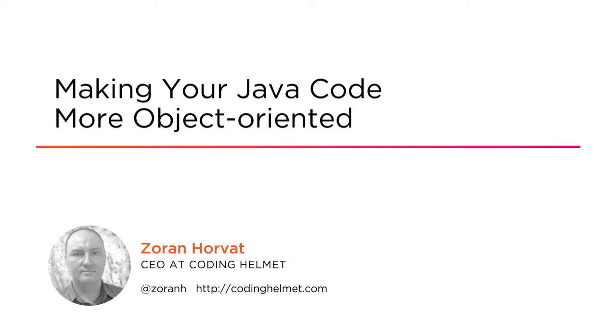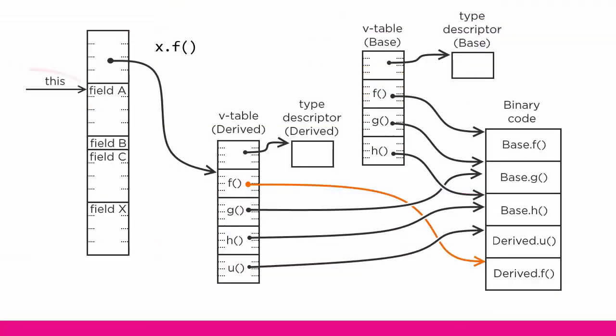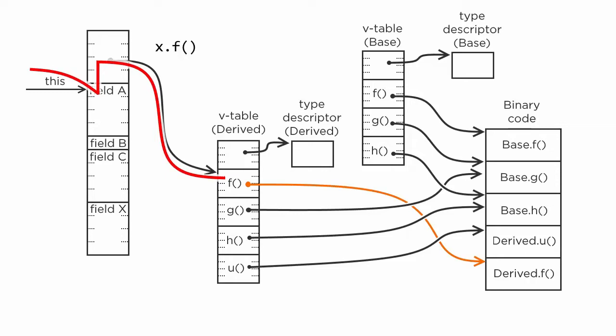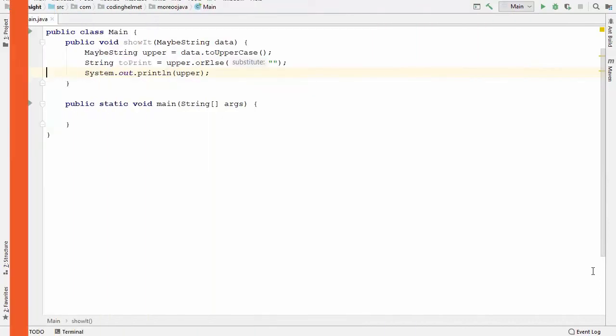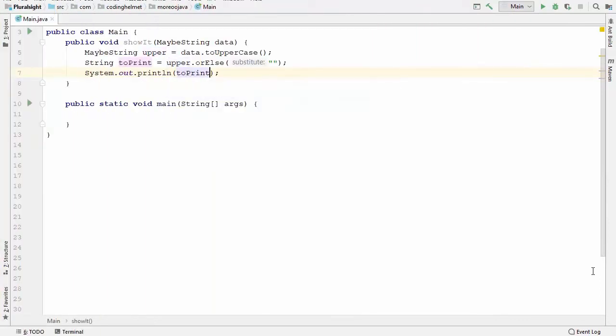I am a principal consultant at Coding Helmet, and part of my work involves reviewing other people's code. What I find funny is that most of the code I read is really not object-oriented. It is rather procedural, with classes and modules only being the formal containers of code. Well, in this course we are going to show what it takes to write true object-oriented code.